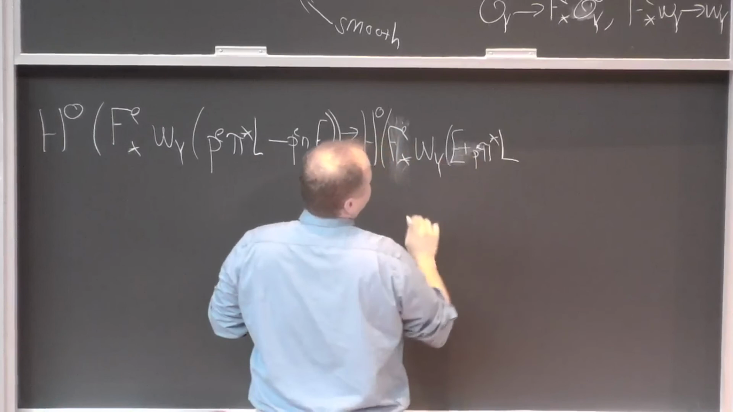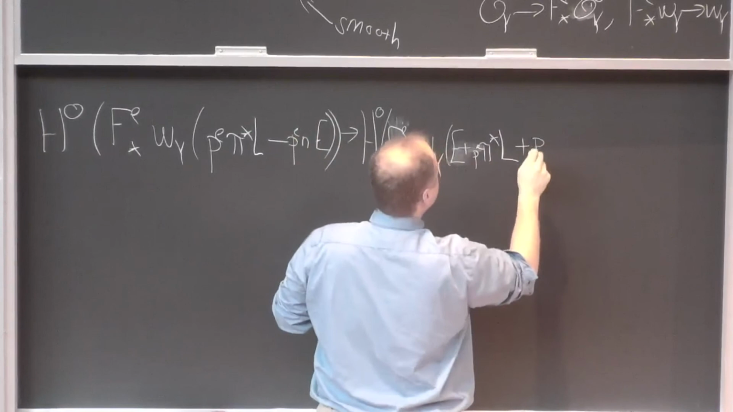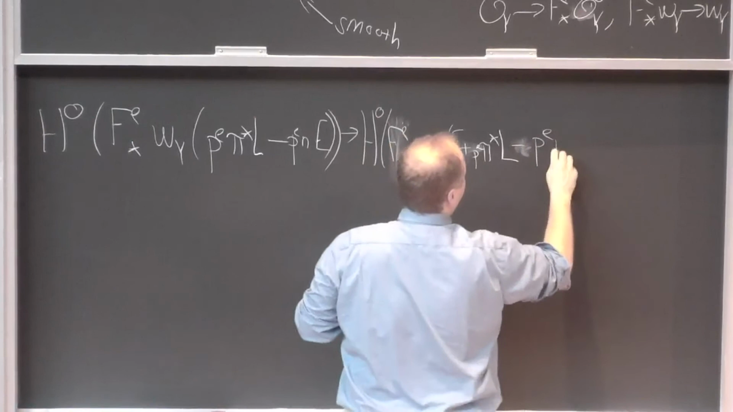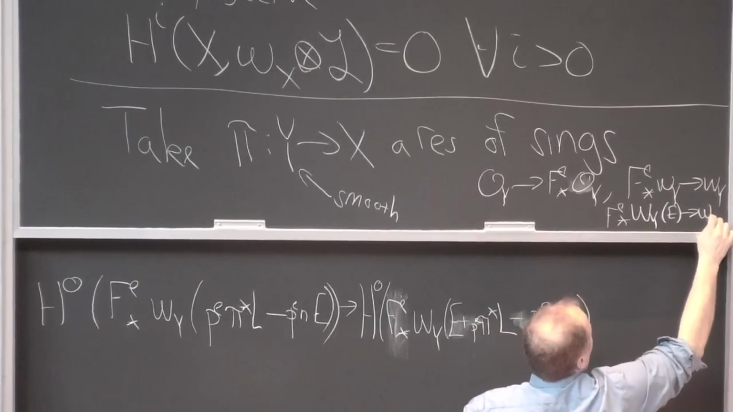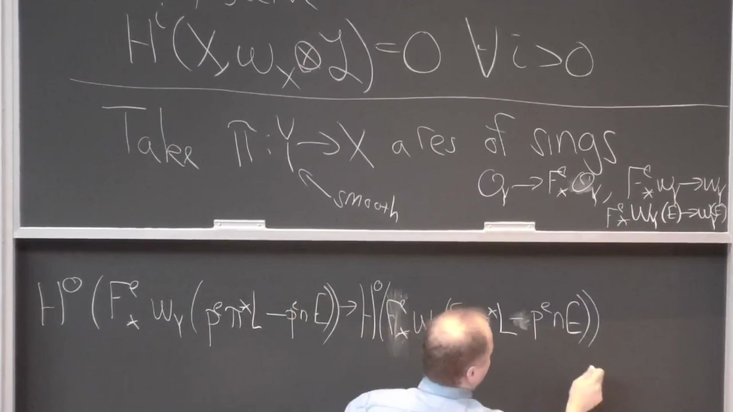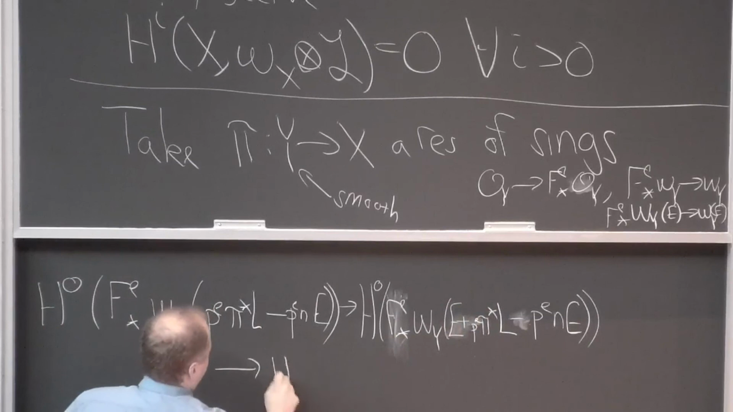And I'm sorry for making this so painfully slow. And then I have a minus P to the E and E. There's a log version of that map, too. Omega Y twisted by E to omega Y twisted by E. And then I just do this one more time. That maps to the H naught of E.